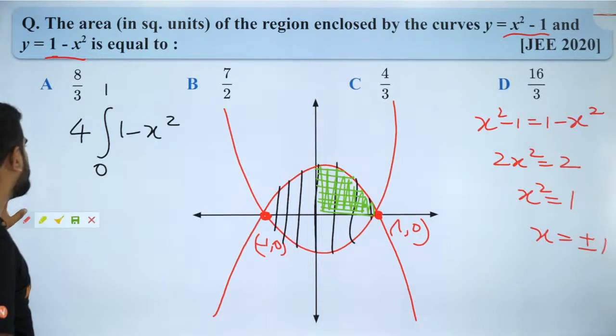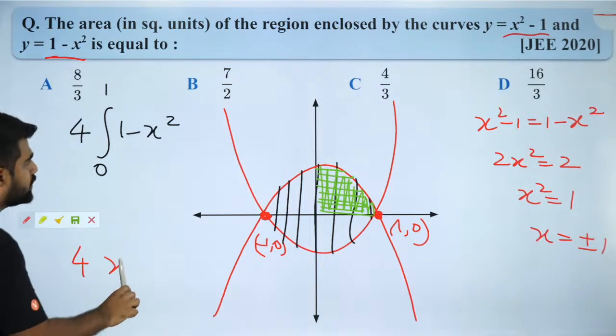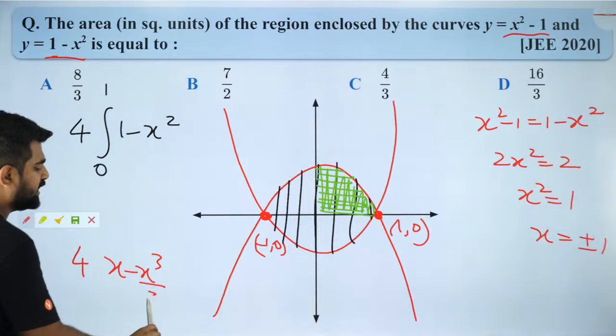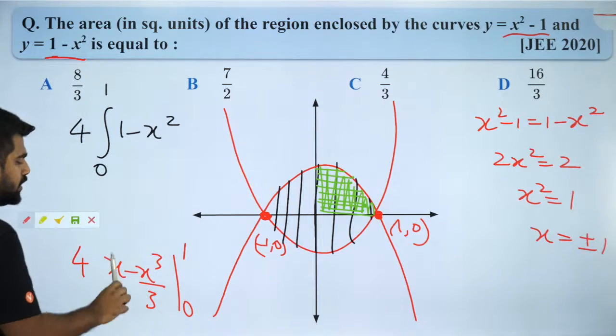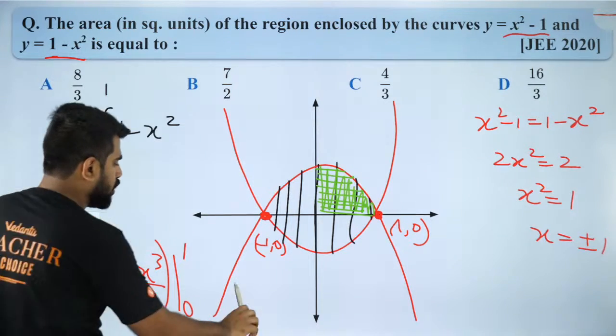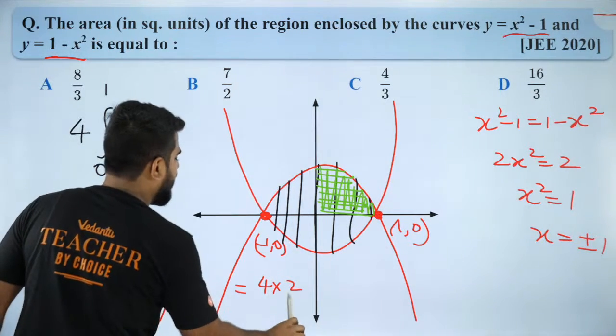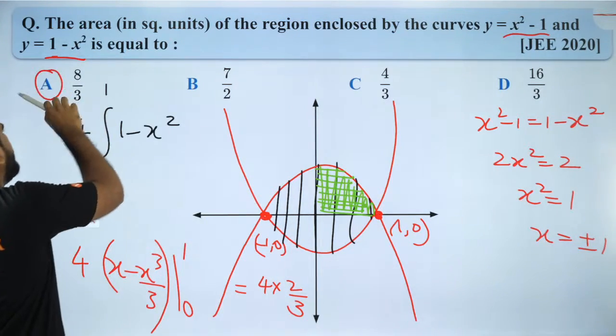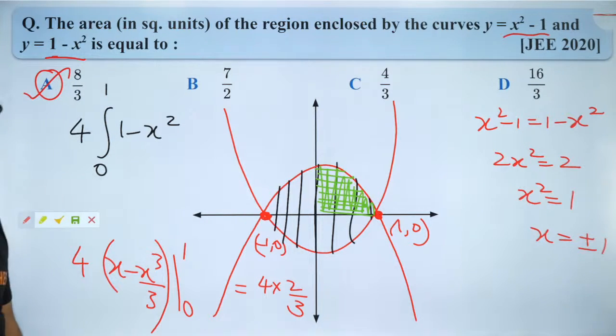So how will you solve it? It's going to be 4 into x minus x cubed by 3 from 0 to 1. So what will that be, guys? That will be 1 minus 1 by 3. So it will be 4 into 2 by 3. And that's my answer, which is 8 by 3. Did you all get it?